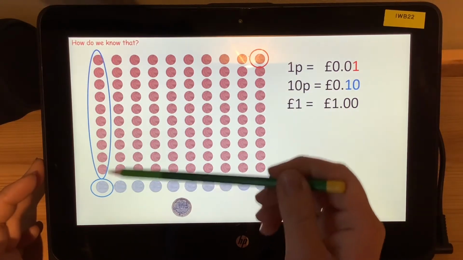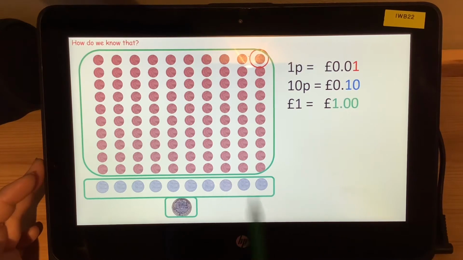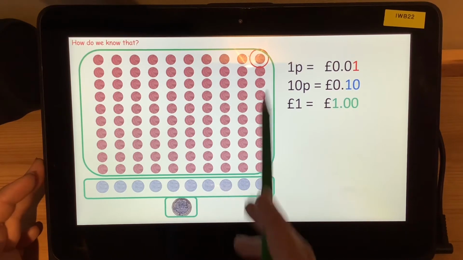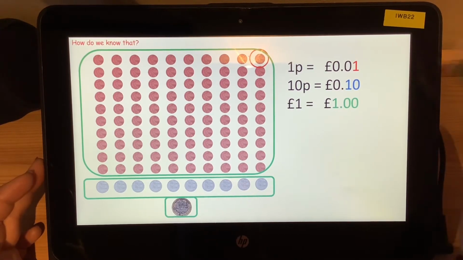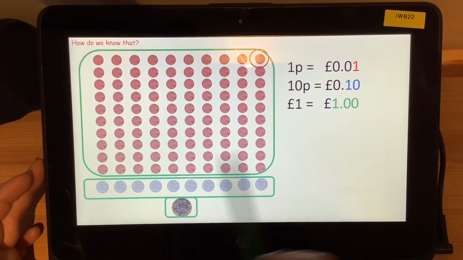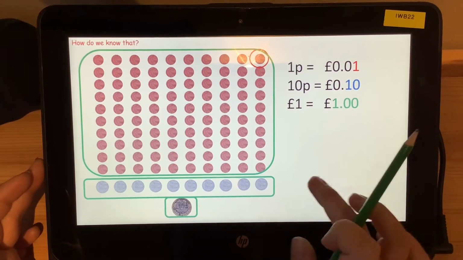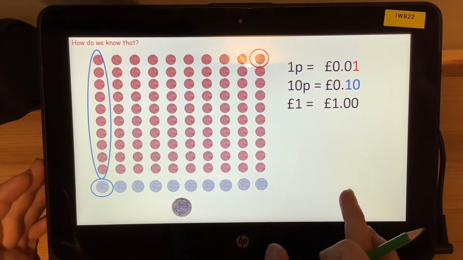So our 10 1p's make 10p. Our 10 10p's or our 100 pence makes our £1. And I've tried to colour code it here for you. If you look at how the £1 is written, everything shown in green has the value of £1. Everything shown in blue has the value of 10p. I hope that makes sense for you.